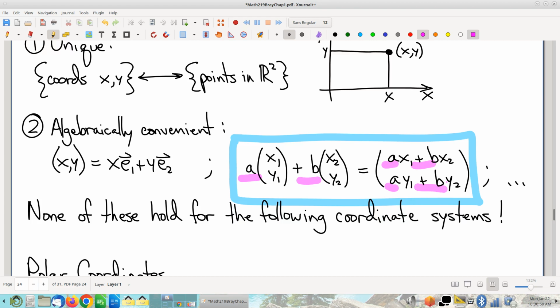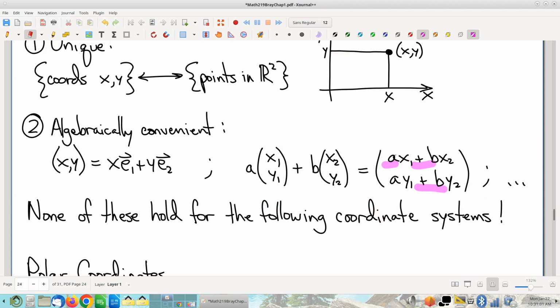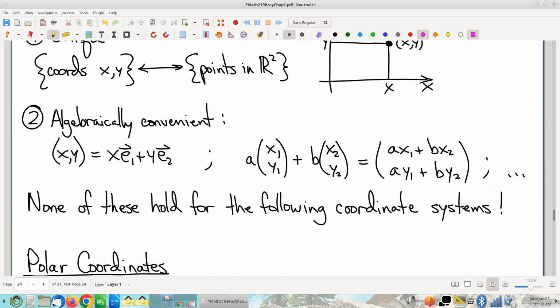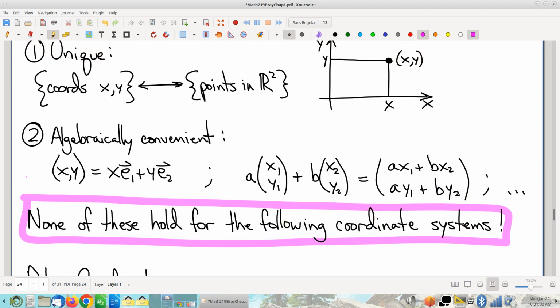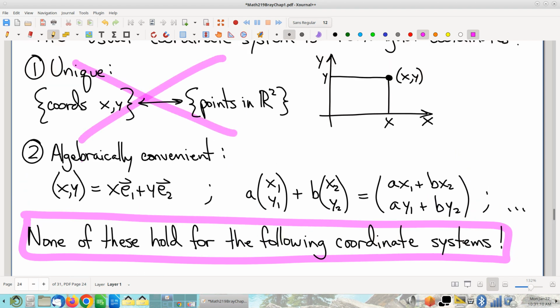Okay. So why do we bring this up? And that is that tragically, all of this that we've talked about, right, fails in these new coordinate systems that we're going to talk about. So these are things you're going to have to let go of, right? And so FYI.